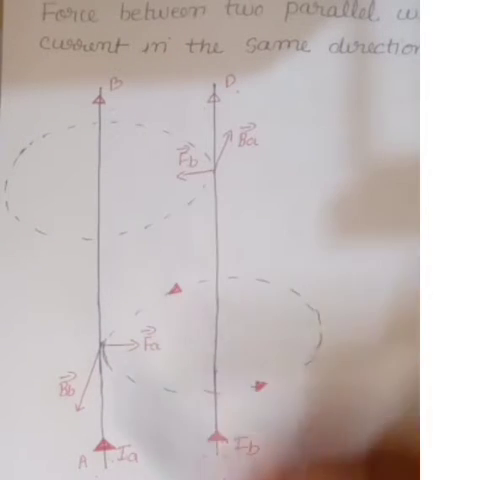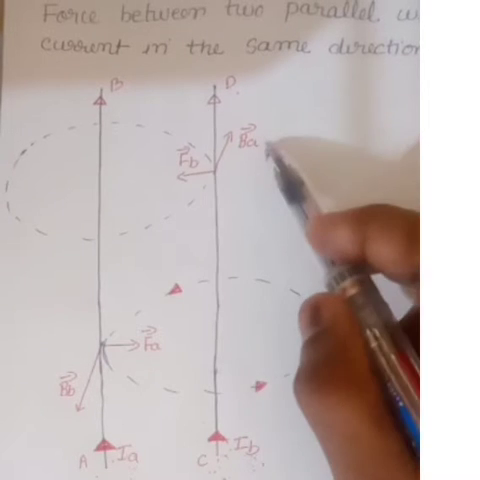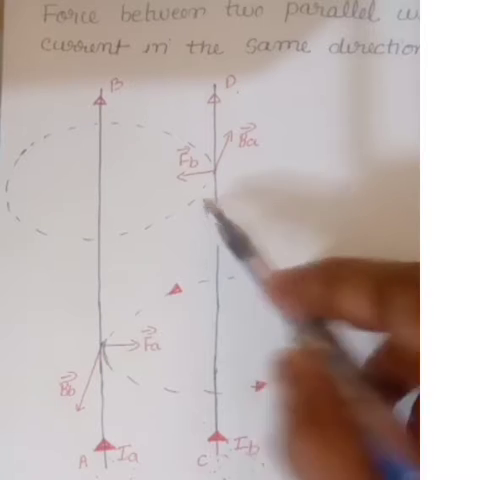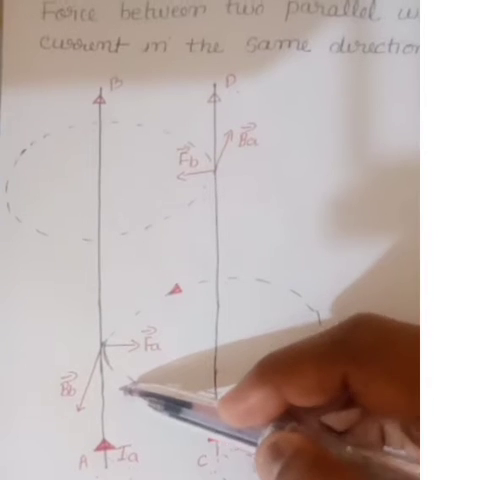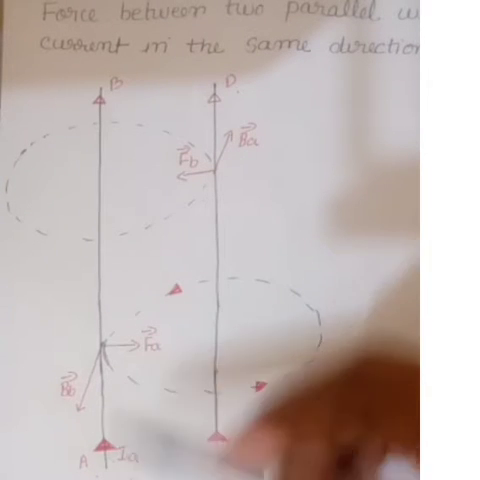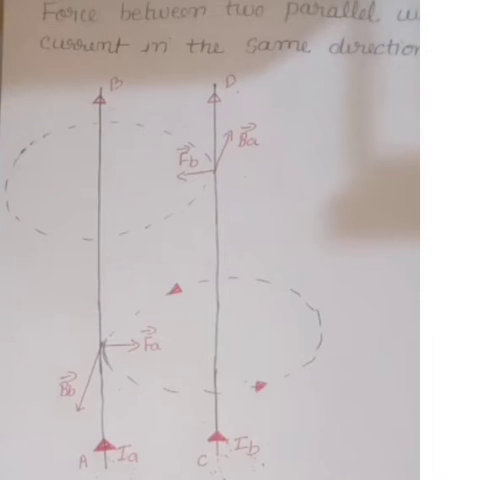AB carries current IA, so a magnetic field BA is developed. At the same time, CD is also carrying current IB. Because of the presence of IB and BA, a force is developed in the conductor CD. The conductor CD moves towards the conductor AB, and at the same time the conductor AB moves towards the conductor CD. That means the two forces are attractive. One more term to consider is r, the separation between the two conductors.